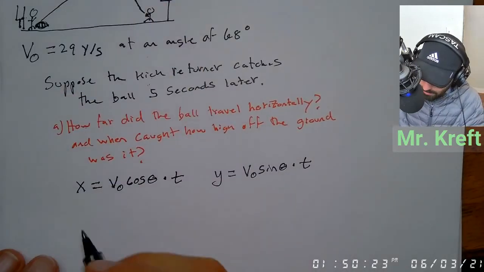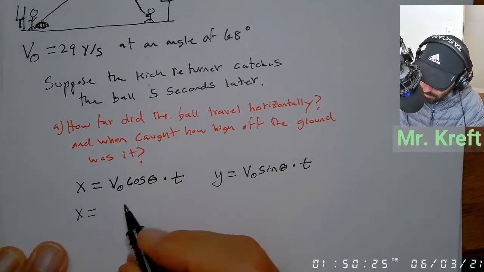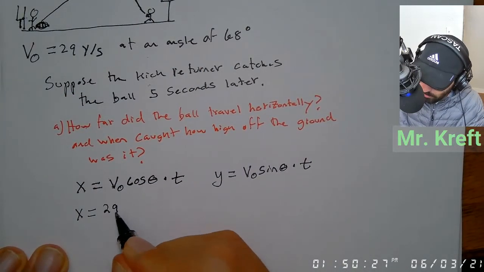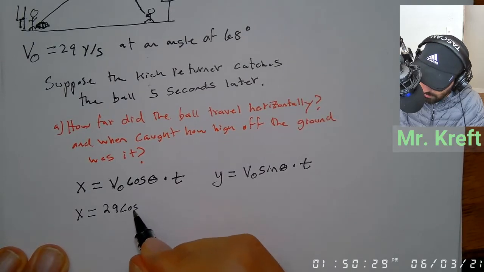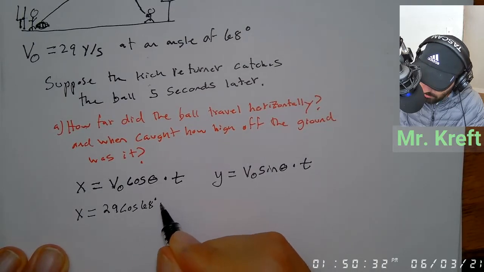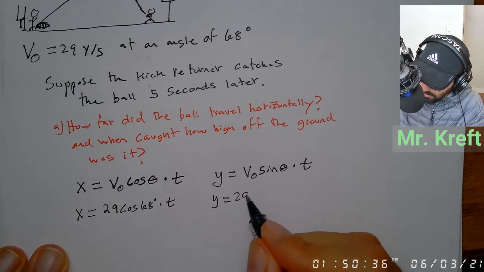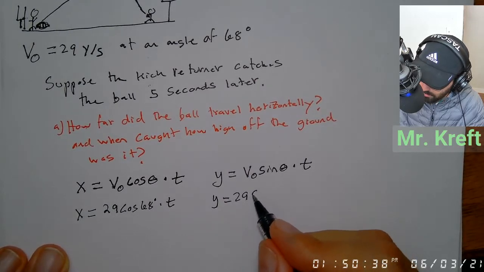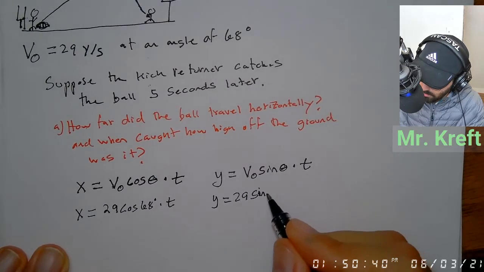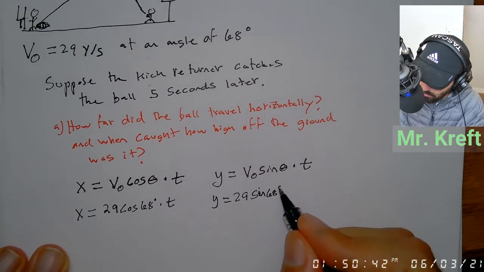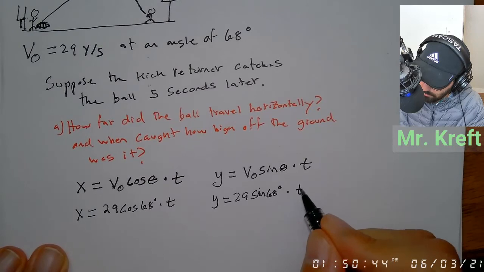Okay, so then that means my x is going to be 29 yards per second times cosine of 68 degrees times t, and my y is going to be 29 yards per second times sine of 68 degrees times t.